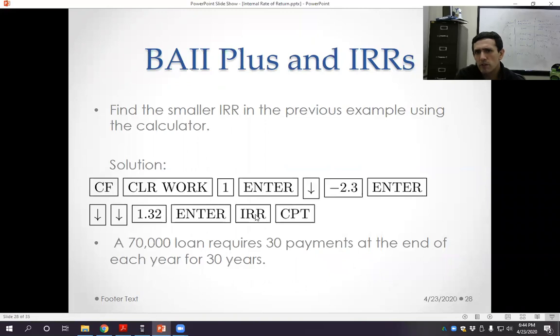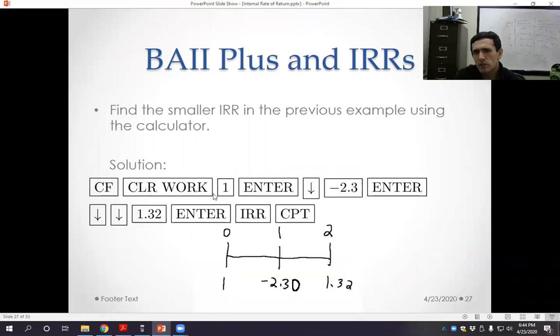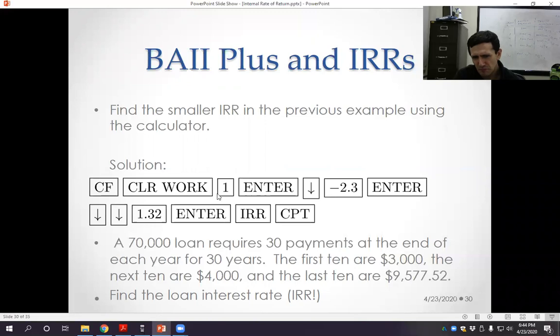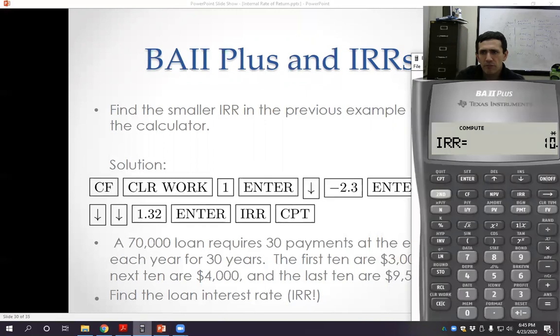Sorry, I meant to keep this here, but it doesn't matter. Anyway, find the interest rate for the loan. And interestingly, you really can't do this using the time value of money keys. We have to treat this loan as a cash flow and find the internal rate of return for that cash flow, which is a loan interest rate.